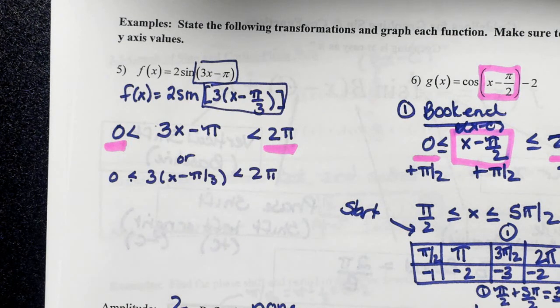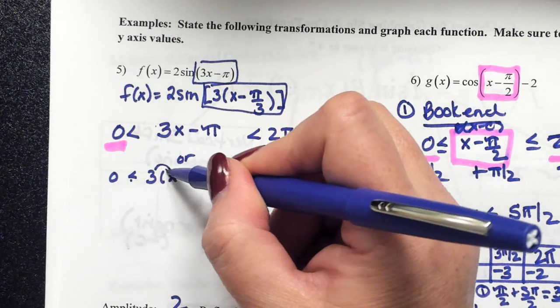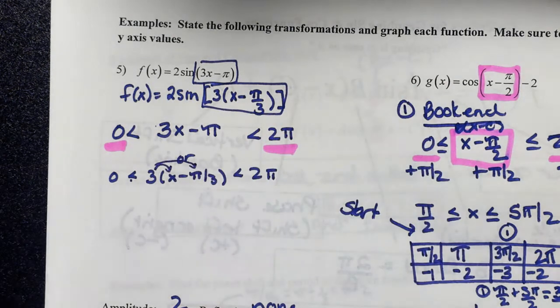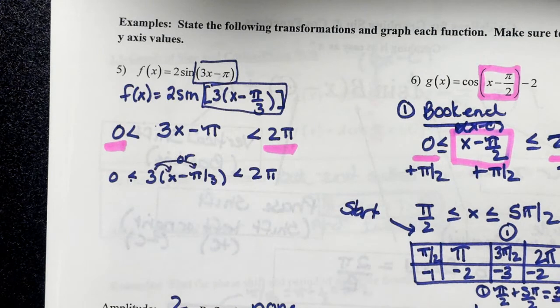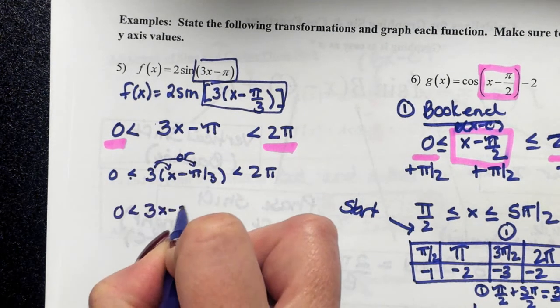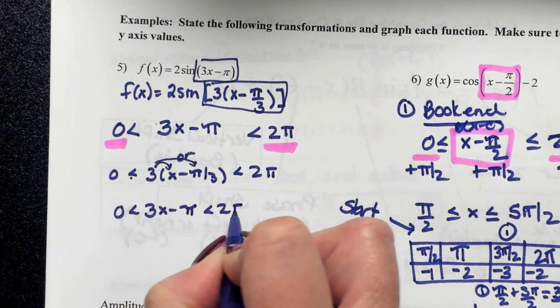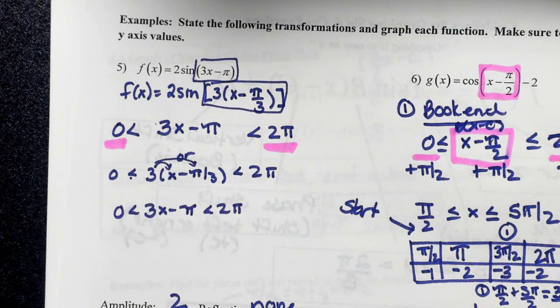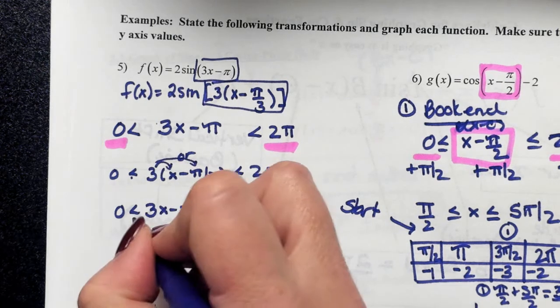It's just if you use the factor out version, what you'd want to do is distribute the 3 first, which would get you back to the original anyway. So 0 less than 3x minus pi, I'm going to use my original. You can do less than or equal to, I'm sorry, it should be here. It doesn't really matter.